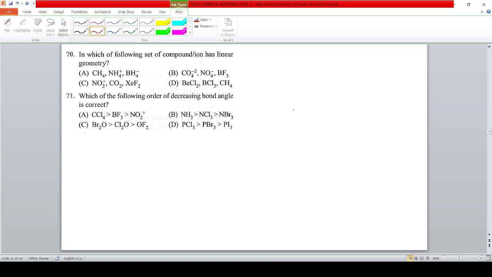Question number 70. In which of the following compounds have linear geometry? Which one is having linear geometry? Okay. This is tetrahedral, so this is not going to be your answer because methane is carbon pakka tetrahedral arrangement. Then going for option C, NO2 plus, nitrogen is having 5 valence electrons. 1, 2, 3, 4. There is no 5th electron, that is why it is positively charged. This one is a double bond O and this one may be a double bond or a lone pair. So this is linear. Carbon dioxide CO2 is linear. XeF2, xenon is having 3 lone pairs.